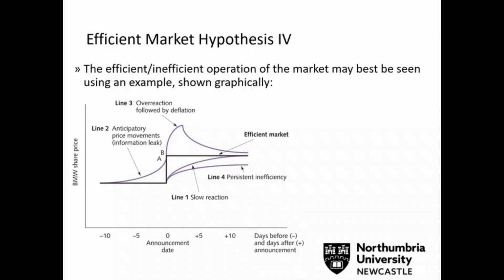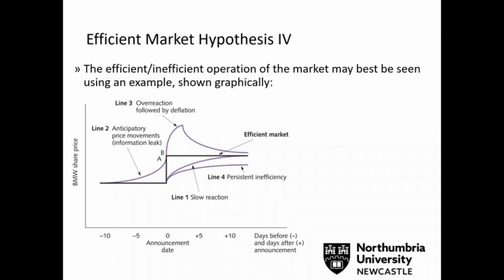But we do have a few other lines here that suggest when the market is not as efficient at pricing as it should be. So you have line 1, which demonstrates a slow reaction where the market is quite inefficient, it's actually working out what the price should be following the news. Line 2 is potentially insider information or some sort of leakage, again quite inefficient because the share price has already moved prior to the event and therefore some advantage could be taken of.